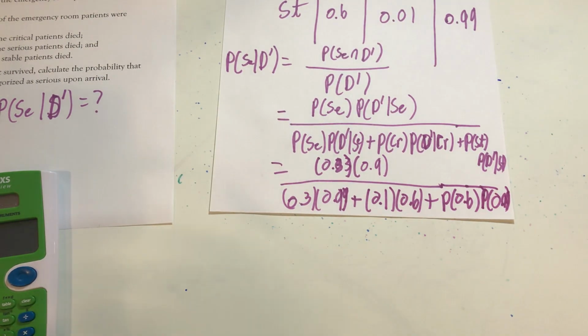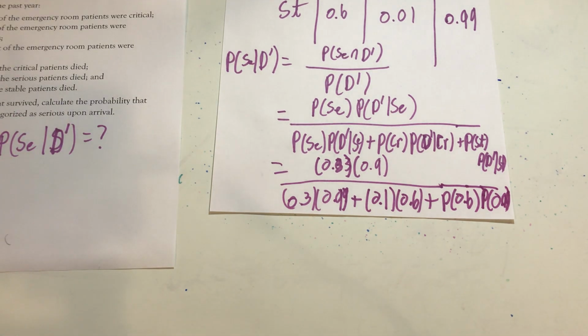And this I'll just put into my calculator real quick. So the numerator is, sorry, not 0.03, it's 0.3 times 0.9. Denominator is going to be 0.3 times 0.9 plus 0.1 times 0.6 plus 0.6 times 0.99.